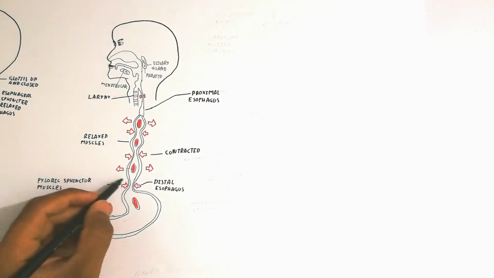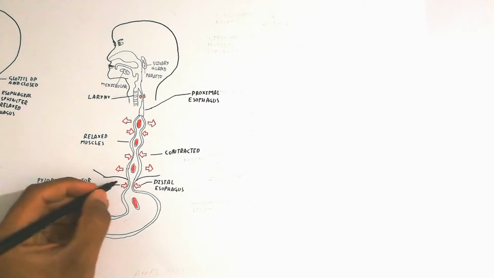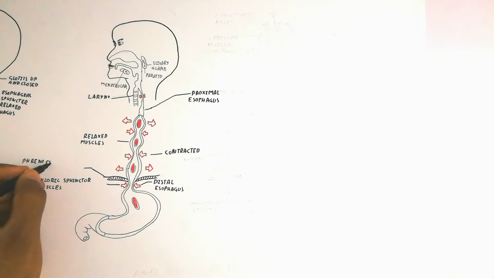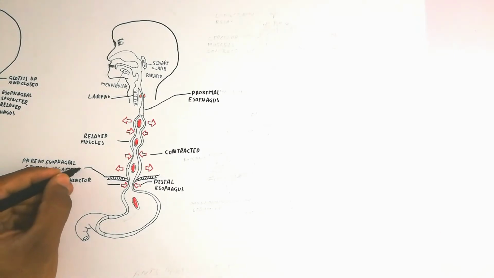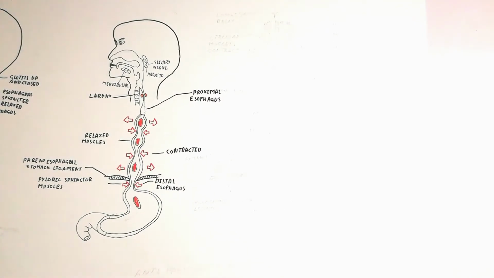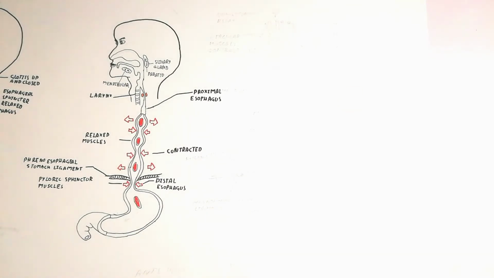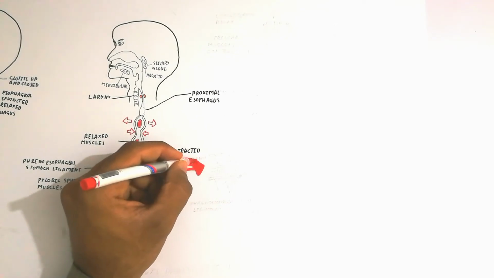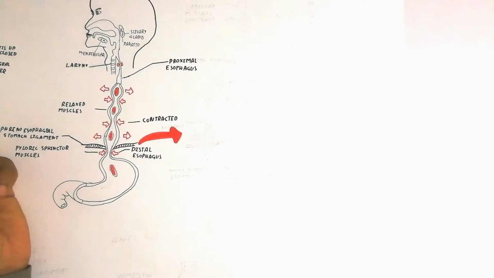So here are the relaxed muscle and contracted muscles, and the phrenoesophageal ligaments are present here. There are the diaphragm and the lungs, and at the end, basically, the phrenoesophageal stomach ligaments and pyloric sphincter muscles are present. The end of the esophagus is known as the distal esophagus, and the beginning of the esophagus is known as the proximal esophagus.